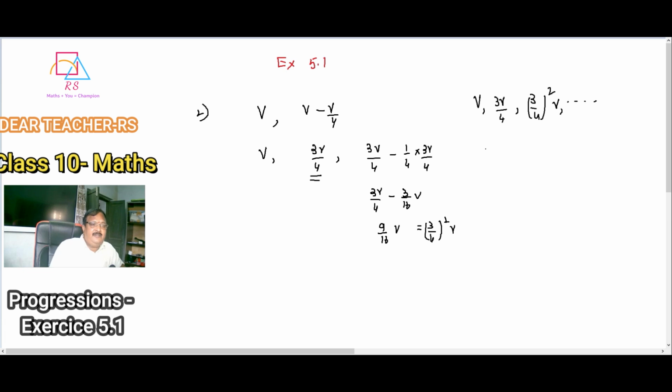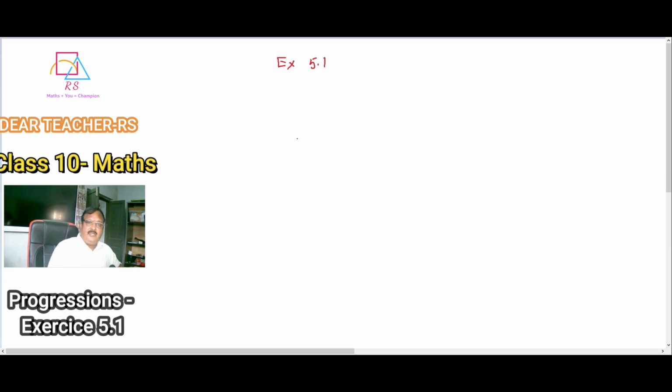Now the differences are not the same. You can easily say the common difference is not the same. Therefore it is not an arithmetic progression. These numbers do not make an arithmetic progression. Let us go to the next. The 2 more problems are there, you try to do them by yourself. Let me go to the second question.